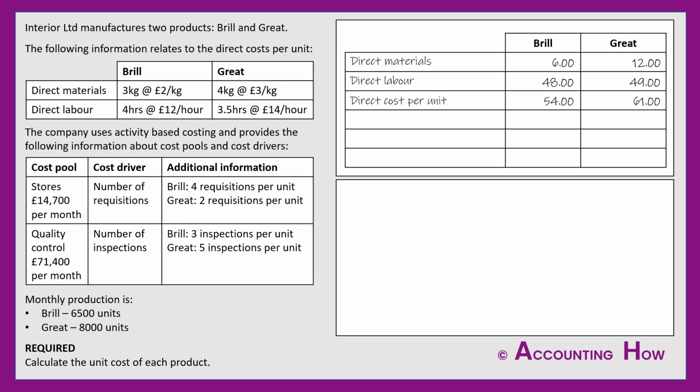Now I come to the part where I need to use activity-based costing. And activity-based costing is all to do with the overheads, the indirect costs, and how we find a way to assign these overheads, or these cost pools, to each of the cost units. So what have we got first? We've got the stores. So I need to work out then how much of the store's overhead is going to be assigned to each of the units.